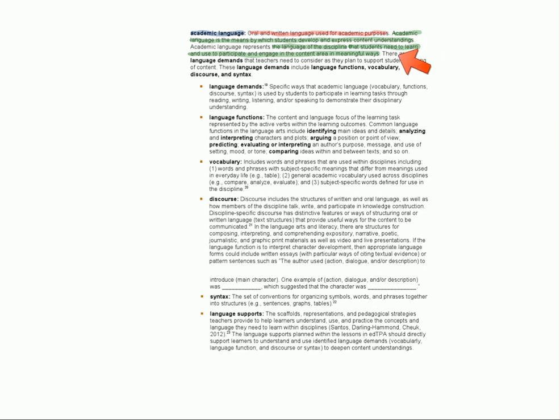It's the language of the discipline, and having that language allows somebody to participate in talk and ideas and thinking about that discipline. All right, so think about how scientists talk, mathematicians talk, or literary critics talk as academic language. Let's go through the next one. So we talk about language demands. Whenever language demands is described, it's the specific ways that academic language is used by students to participate in learning tasks. Okay, so what is the language that's required for them to do the learning? And then going through the next one, the language function.